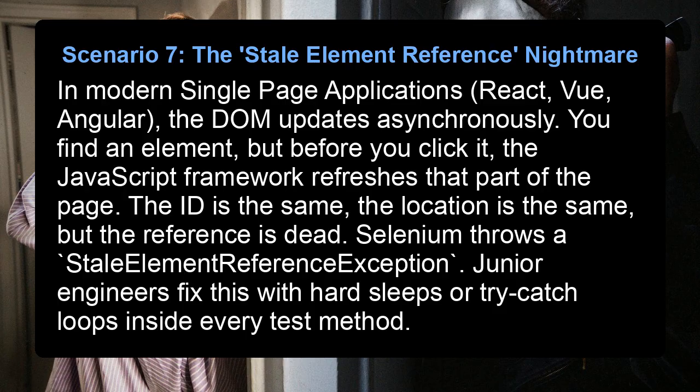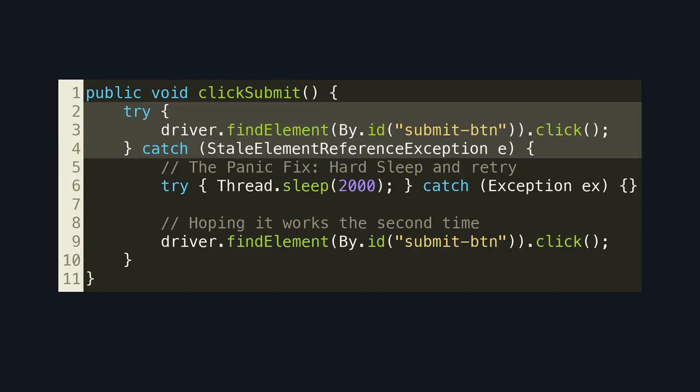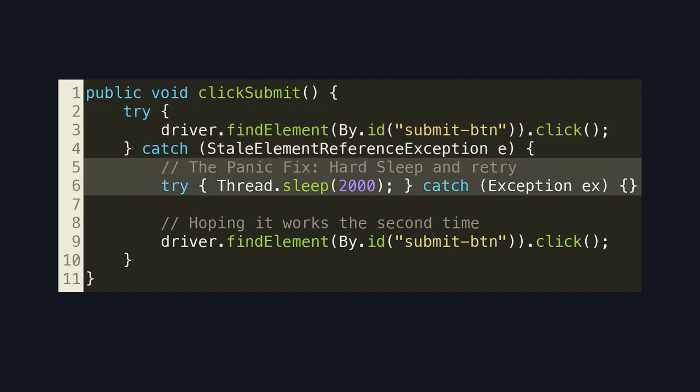Junior engineers fix this with hard sleeps or try-catch loops inside every test method. Before code problem, the brittle retry. Disclaimer: always test code in a non-production environment. This pattern clutters the test logic. Every single interaction needs this boilerplate try-catch block. It is unreadable and violates DRY, do not repeat yourself. The hard sleep slows down the suite. If the element recovers in 100 milliseconds, you still wait 2 seconds. Over 1,000 tests, this adds hours to the execution time.